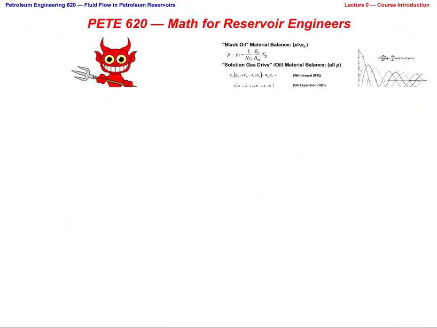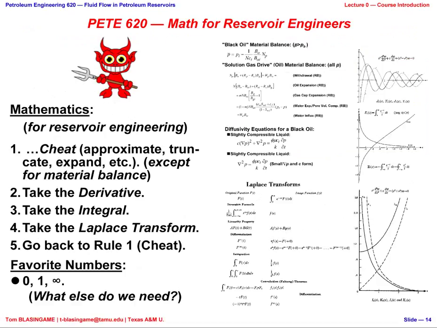All right, last slide. Math for reservoir engineers. First thing we're going to do is cheat. We're going to approximate, truncate, expand, accept material balance. If you ever cheat the material balance equation, she will come back when you're asleep and beat you to death, I can assure you. I patted myself on the back one time thinking that we had figured out an infill development solution where we cheated the material balance equation.